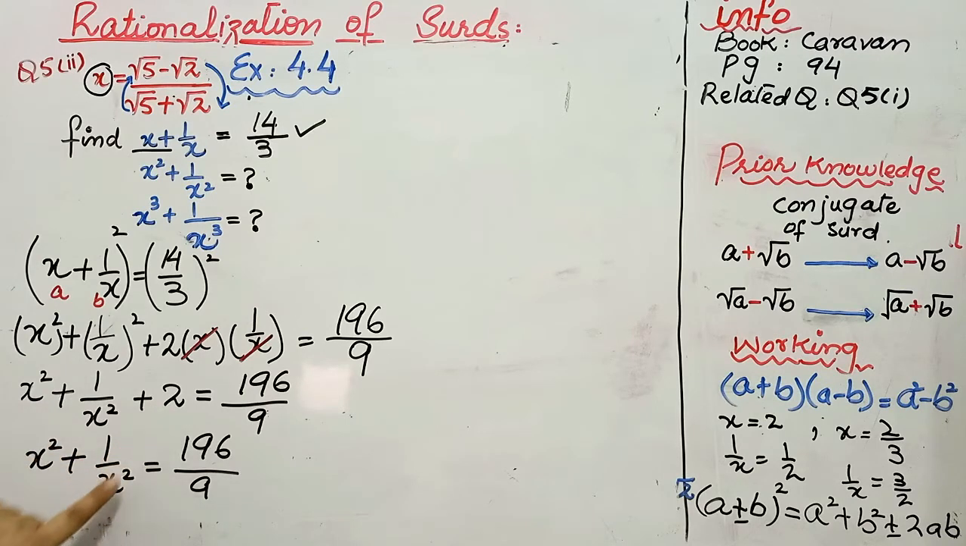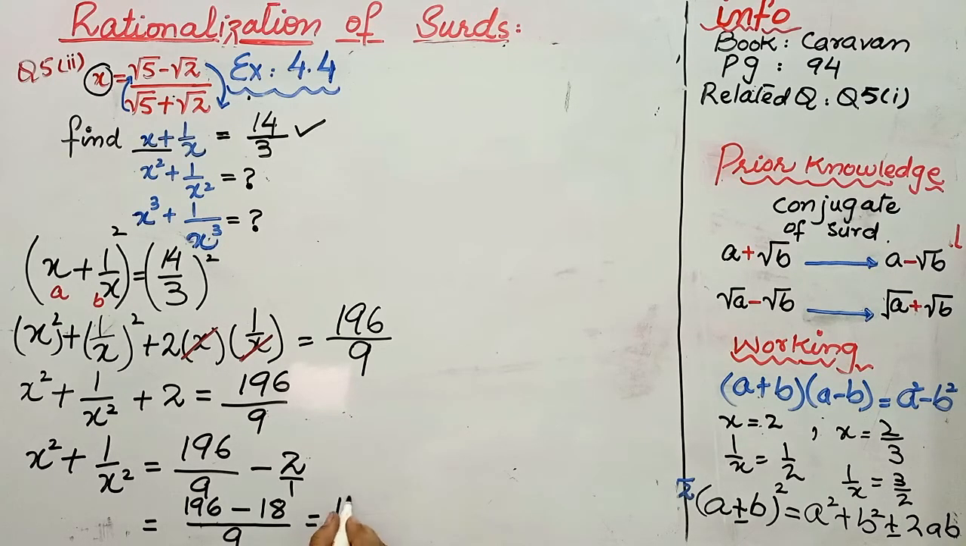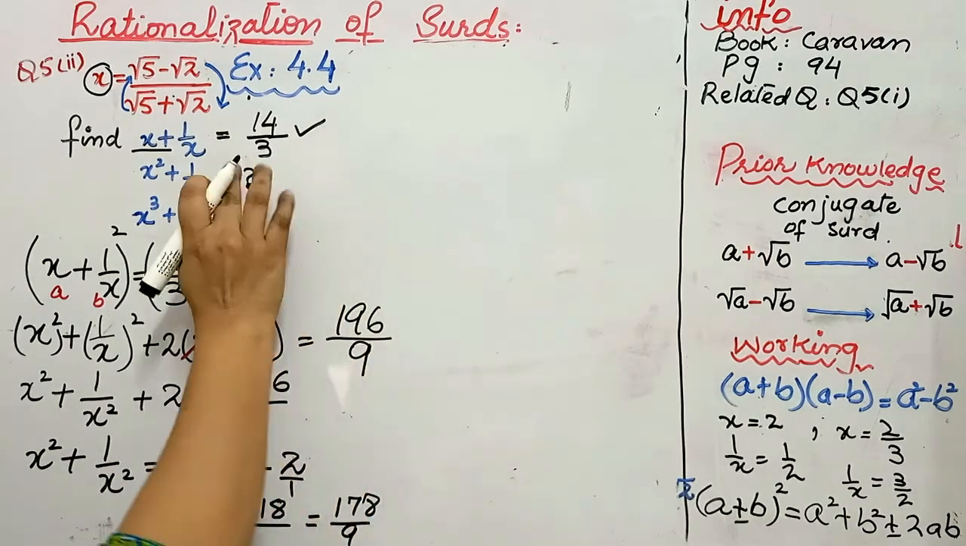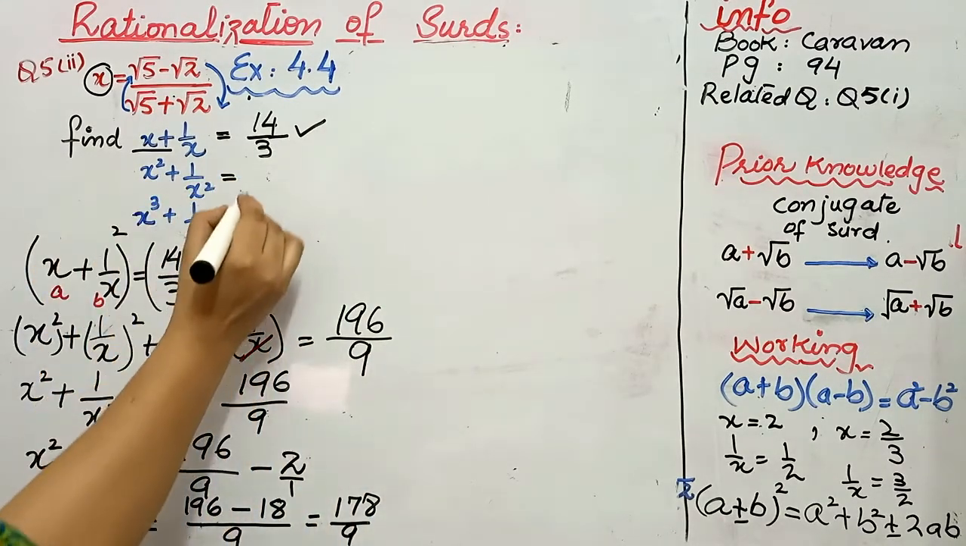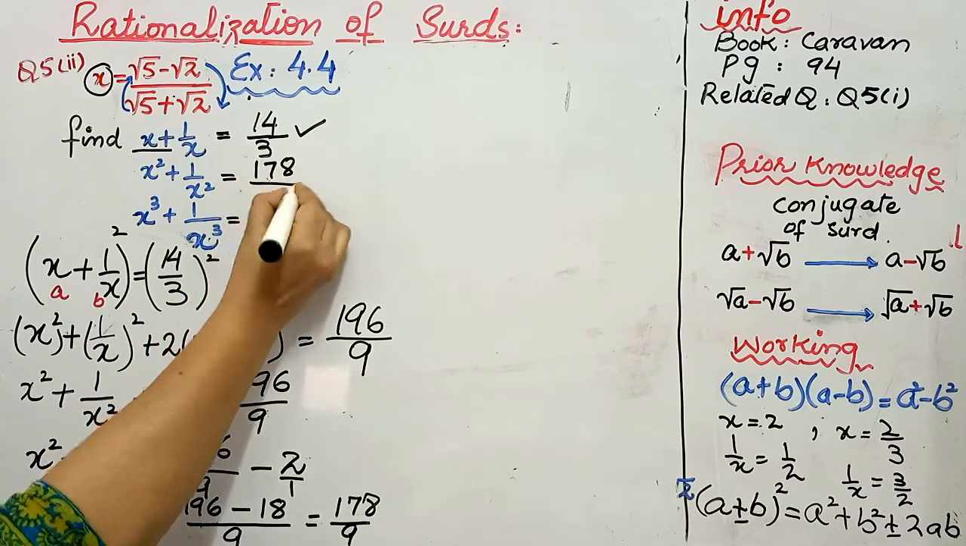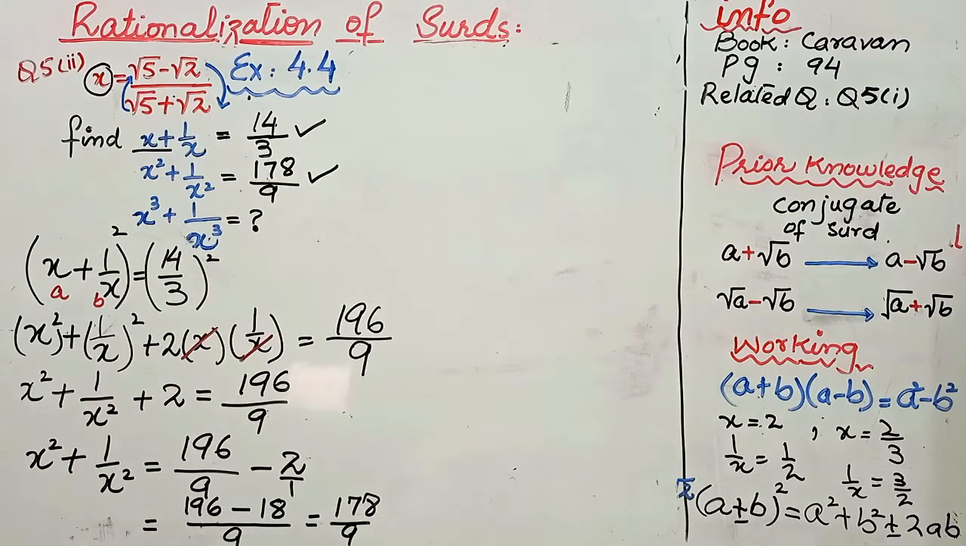When this 2 shifts from left hand side to right hand side, it will be minus 2. Now take the 9: 9 ones are 9, that is 196 minus 9 twos are 18. Fine. It will be 178 by 9. So hence x square plus 1 upon x square is 178 by 9. This one also we have done.